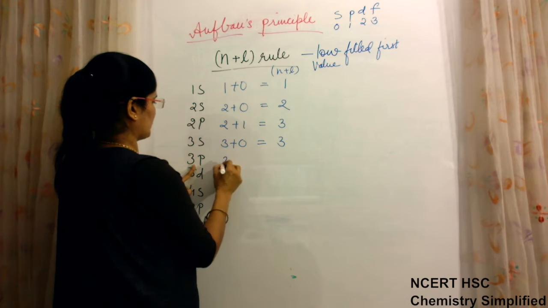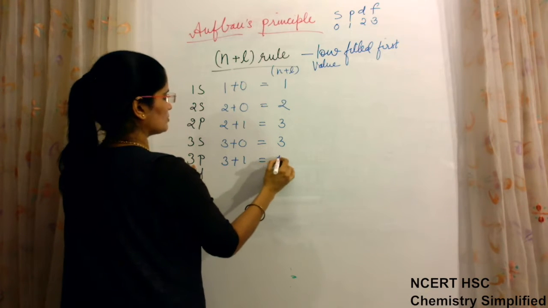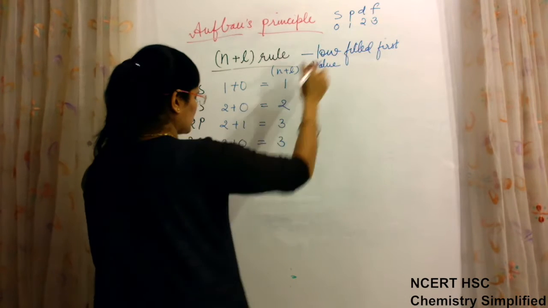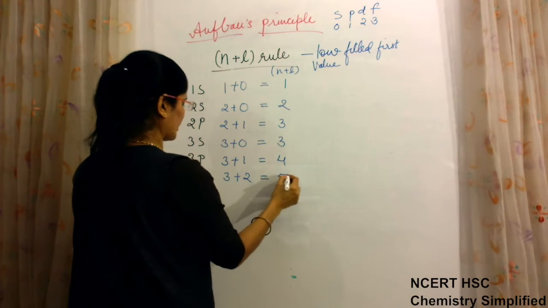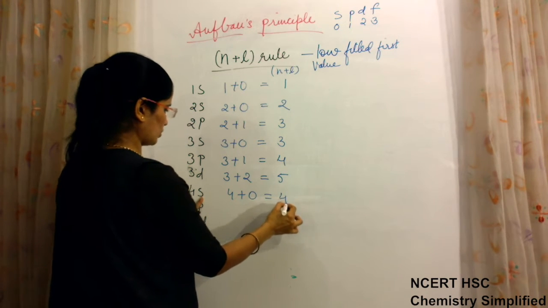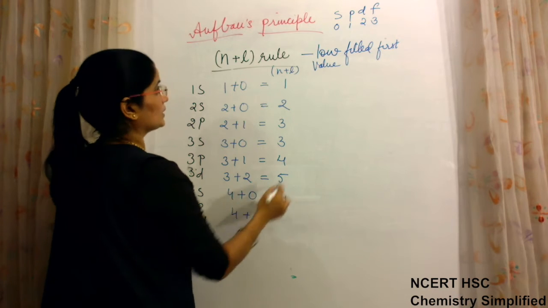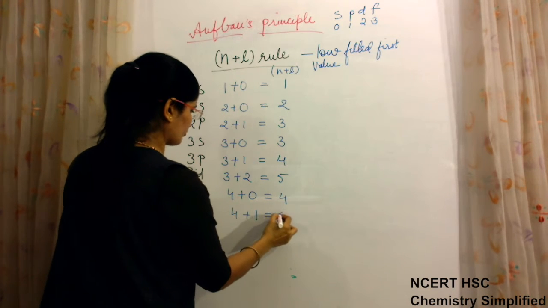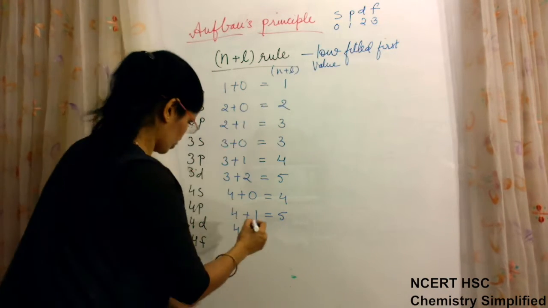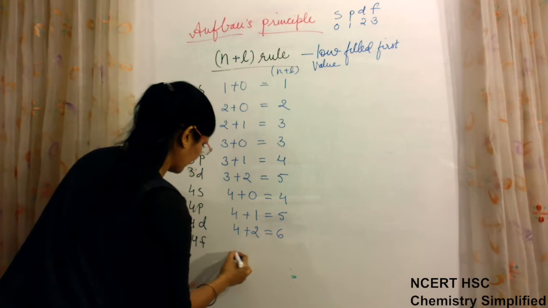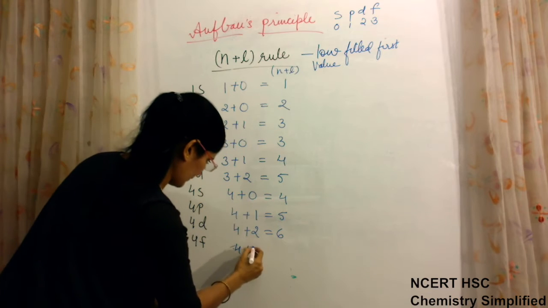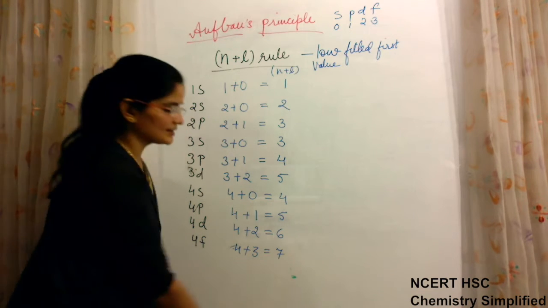3 plus P, P means 1, so it becomes 4. 3 plus D, D is 2, so it becomes 5. 4 plus S, S is 0, so it becomes 4. 4 plus P, that means 1, it becomes 5. 4 plus D, D is 2, so 4 plus 2, that is 6. And 4 plus F, F value is 3, so it becomes 7.